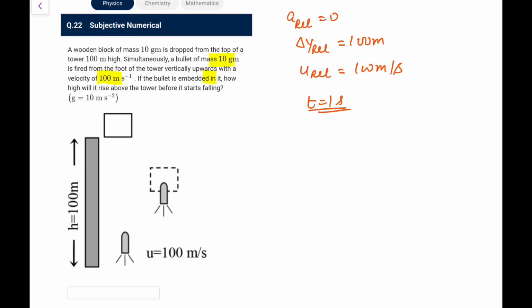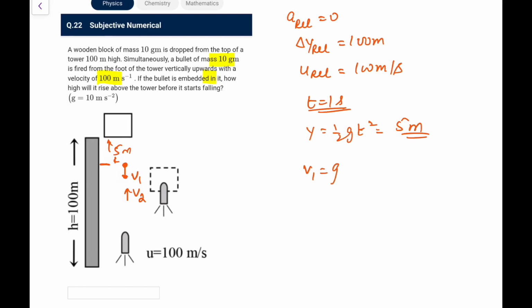And at t equal to 1 second, we know the first one will drop by half g t square in ground frame. That would be, at t equal to 1 second, 5 meters. So 95 meters above or 5 meters down, here they are going to collide. Now the collision is perfectly inelastic. So first we'll have the velocity of this block, let's say that is equal to v1, and its velocity just before it, let's say, v2.